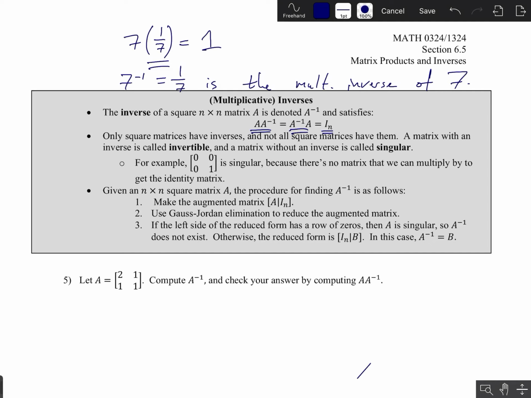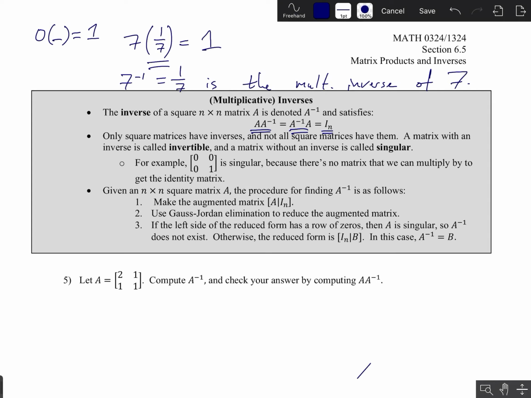Now, something a little bit weird is that notice that 0 does not have a multiplicative inverse. So there is no number that you could multiply by 0 in order to get to 1. So 0 is the only scalar that does not have a multiplicative inverse. In other words, division by 0 is not defined, but division by any other scalar is defined.